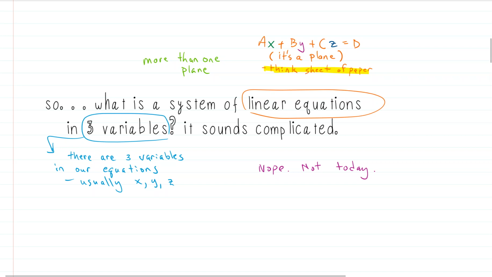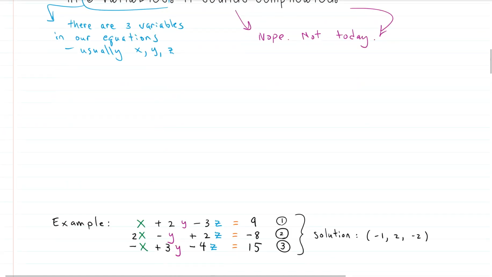The last thing we should probably mention is, what is a system? What does that word mean? Well, it just means you have more than one sheet of paper, more than one equation, or more than one plane in three space. So in our problems, we almost always have three equations. Those three equations make up what mathematically they call a system. So it sounded pretty horrible, but not today. It's not bad. Not bad at all, actually.